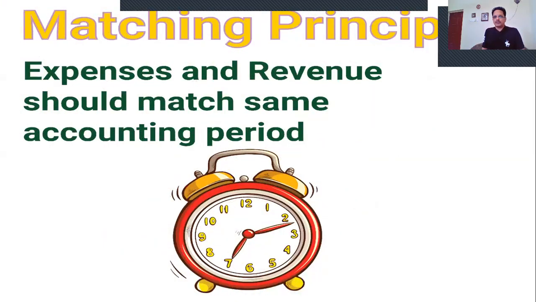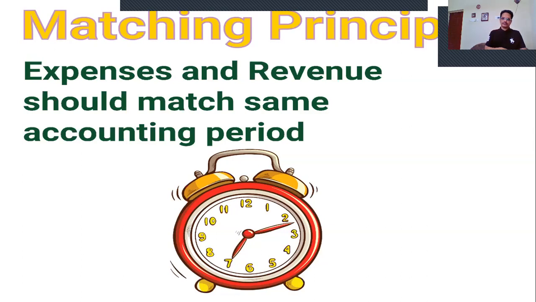Now another concept is the matching principle. This is also a very important principle. Matching means comparison; you have to match. Expenses and revenue should match the same accounting period. It's very clear. If you took the expenses for one year, 2019, from January to December, then the incomes you are taking should also be from January to December. It should not include any income that belongs to January or February 2020.